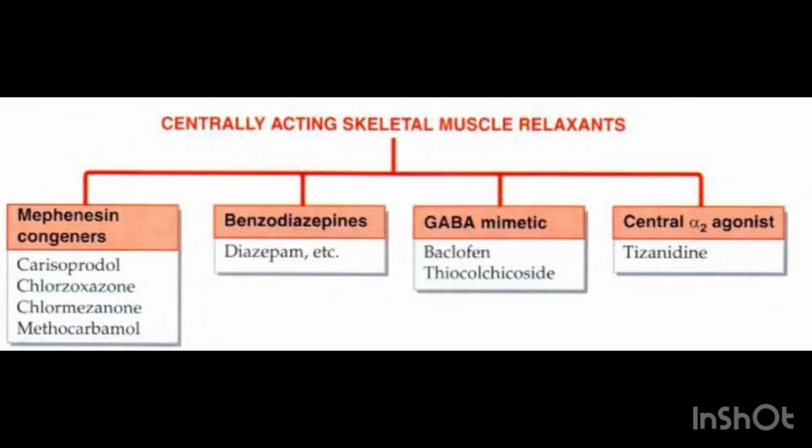They are under the mephenesin congeners. Do you know what the mephenesin congeners are? They are the first drugs found to cause muscle relaxation in animals without producing unconsciousness. So the first drugs found to produce muscle relaxation are the mephenesin congeners. Under the mephenesin congeners, you have carisoprodol, methocarbamol, and a lot of other drugs there.